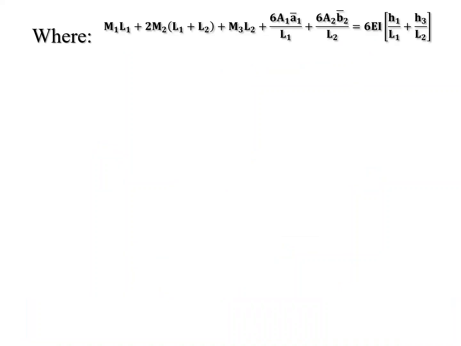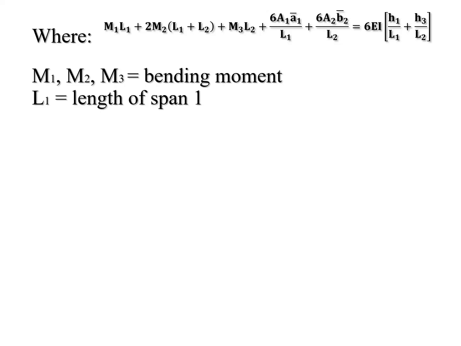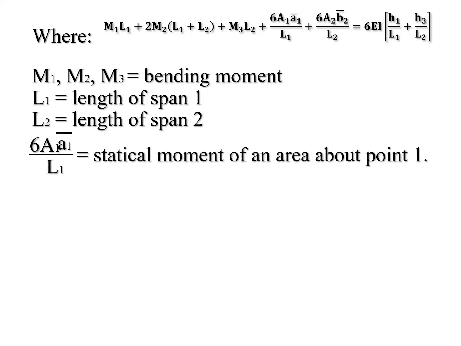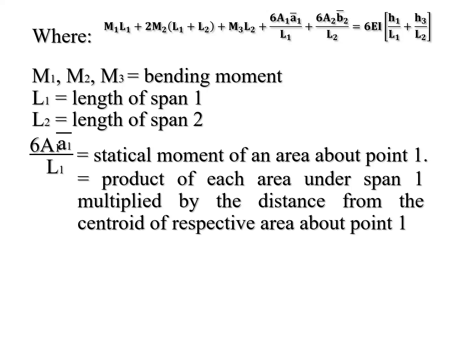And let us define each element. M1, M2, and M3 are the bending moments. L1 is the span length of the leftmost or left side, and L2 is the length of span number 2. So this is 6 area 1 barred A1 over L1, or the statical moment of an area about point number 1, meaning we're going to get the product of each area under span 1 multiplied by the distance from the centroid of the respective area about point number 1.